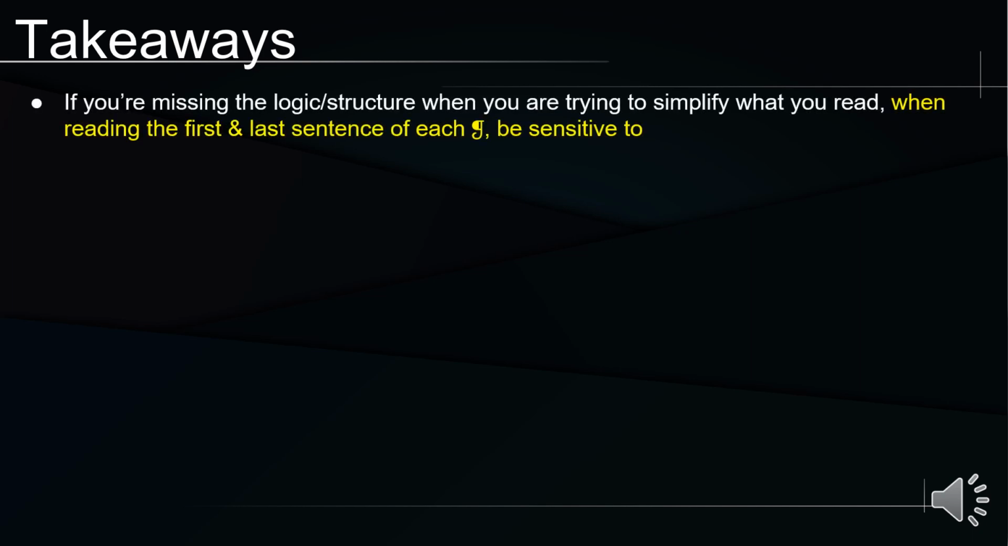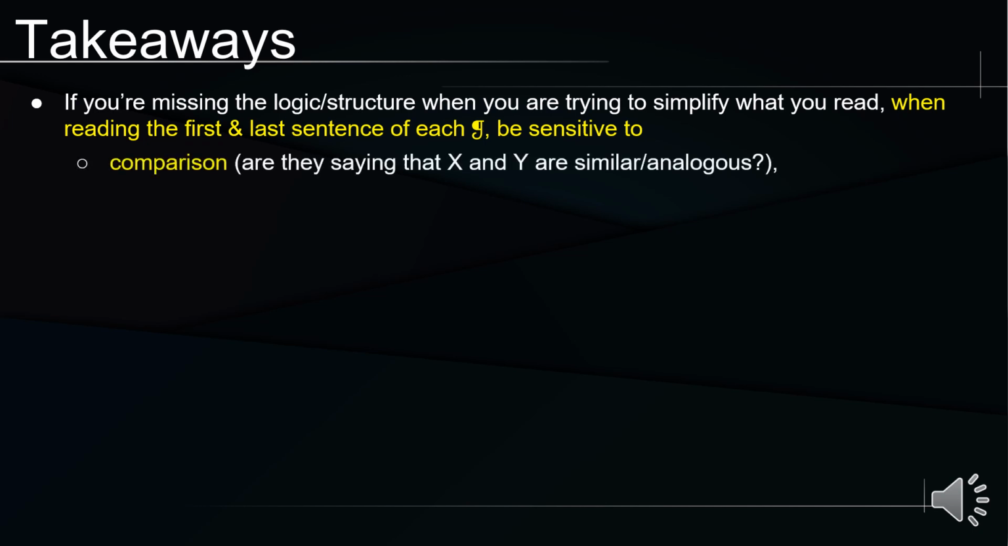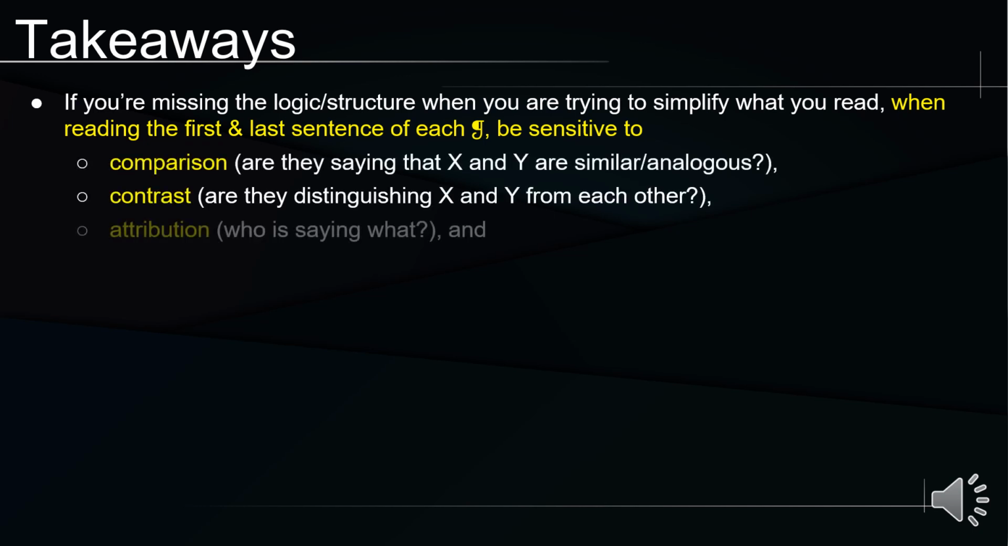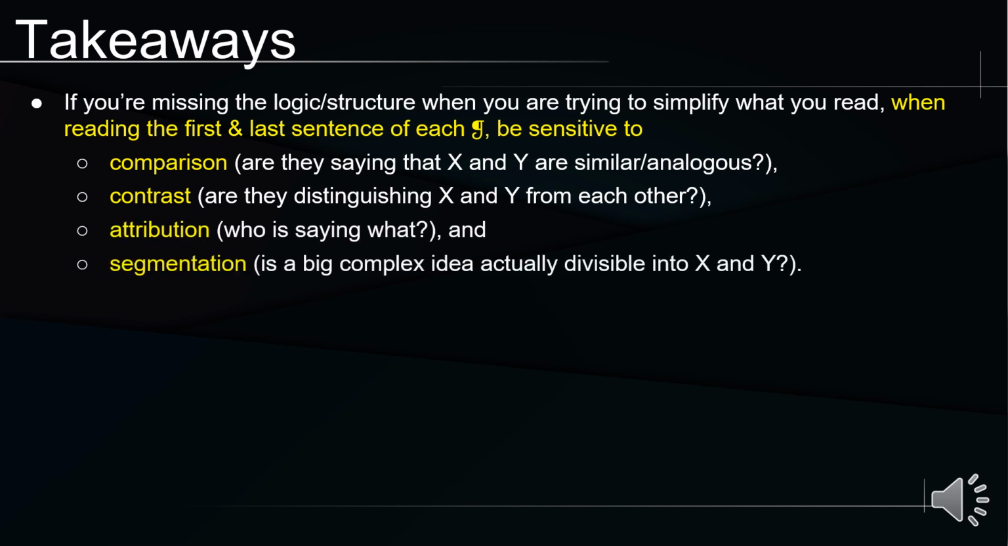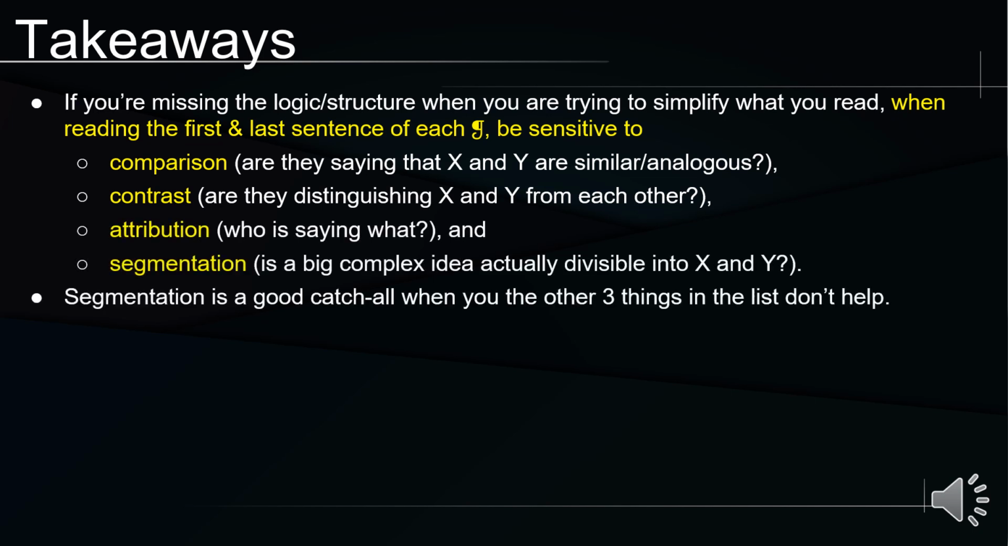And so, of course, that's kind of the end of all I wanted to cover today. So, our takeaways for today: if you're missing the logic and structure when you're trying to read simply and faster and more effectively, when you're reading the first and last sentence of each paragraph, be sensitive to comparisons, contrasts, attributions, and segmentation. In particular, segmentation I want to emphasize as a good catch-all for you when the other three things on the list don't help. And as you will obviously note, I did not do the questions for these passages.